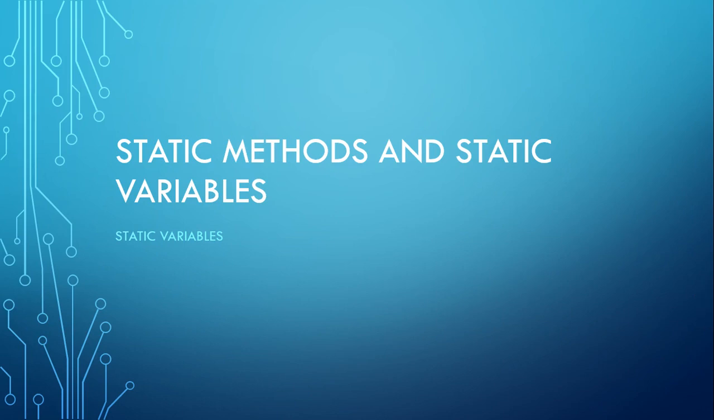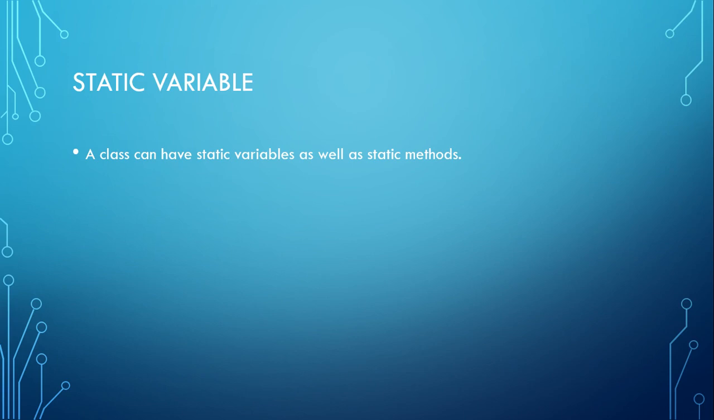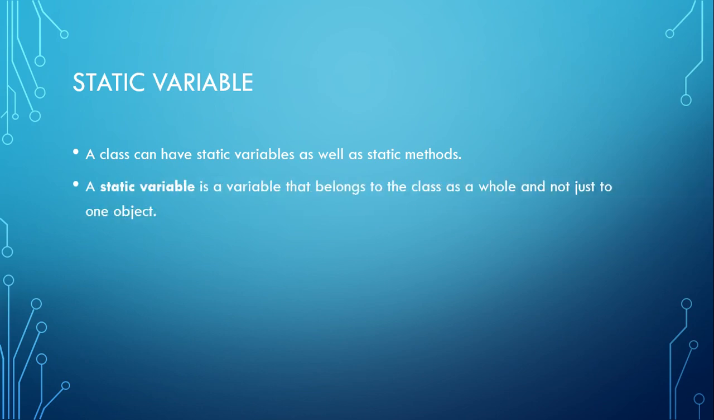And welcome back, students. We are going to continue talking about static methods and static variables. Specifically, last time we talked about static methods, so today we'll discuss static variables. With a static variable, the first thing you need to know is that a class can have static variables as well as static methods. You don't have to be exclusively locked to one or the other.